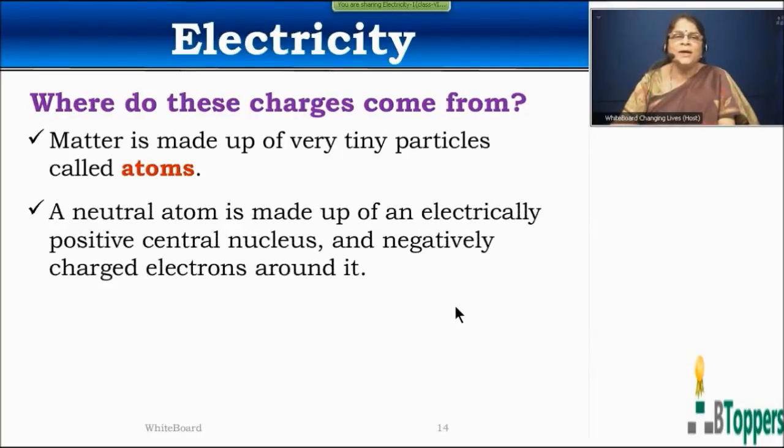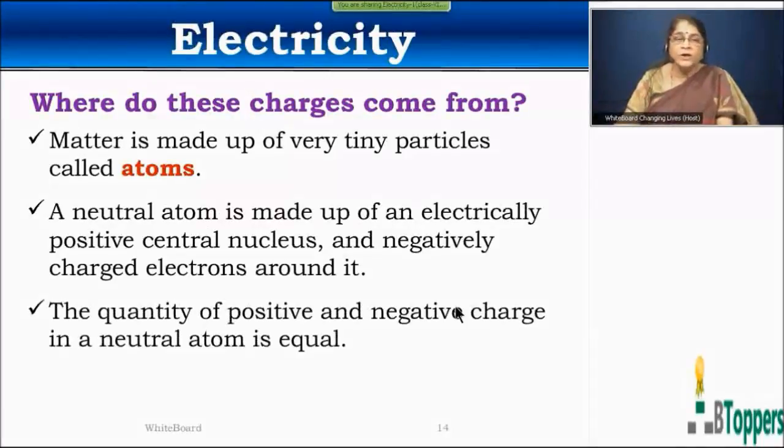A neutral atom is made up of an electrically positive central nucleus and negatively charged electrons around it. In the center, you will have a small nucleus like this, which is positively charged, and the electrons will be revolving around the nucleus like this. And the electrons are negatively charged. The quantity of positive and negative charge in a neutral atom is always equal. Whatever amount of positive charge is there, the same amount of negative charge will be there in an atom. Always these two will be equal.